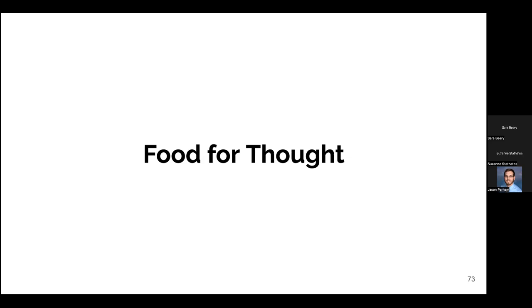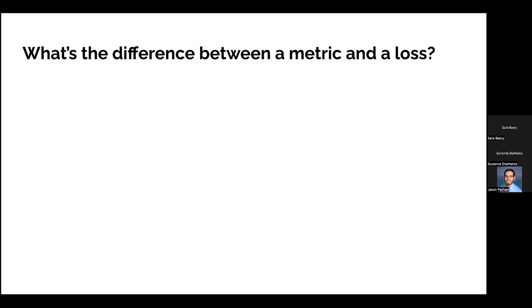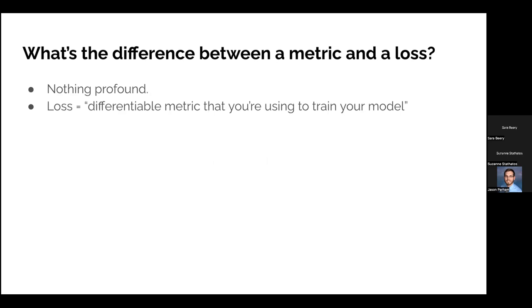So the first one that some of you might be wondering is, what's the difference between a metric and a loss? Because you have these loss functions you've heard about that you use to train stuff, and now we're talking about metrics. What's the difference? The answer is that there's not really a profound difference between them. A loss is just a metric that you're using to train your model that happens to be differentiable. Metrics are a more general category. I would say that a loss is a metric. It's just a particular one you're using for a particular purpose. There's no deep difference there.